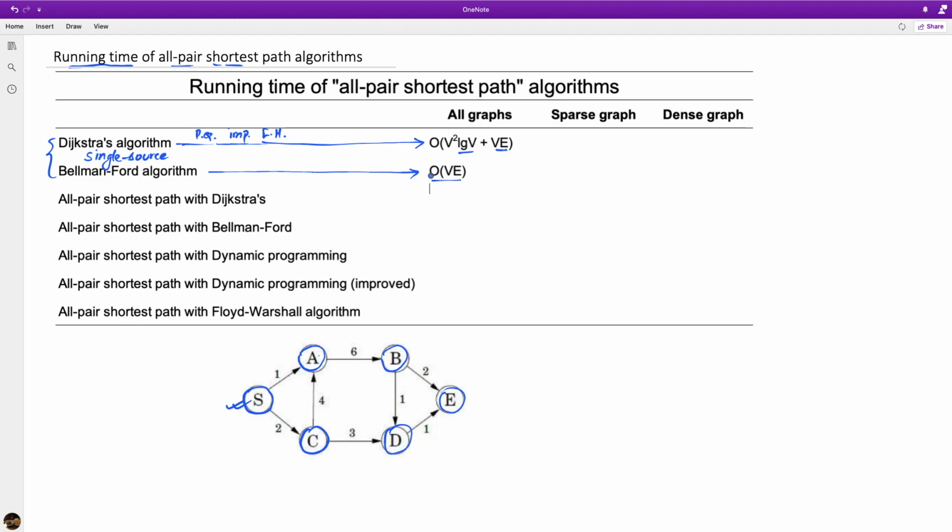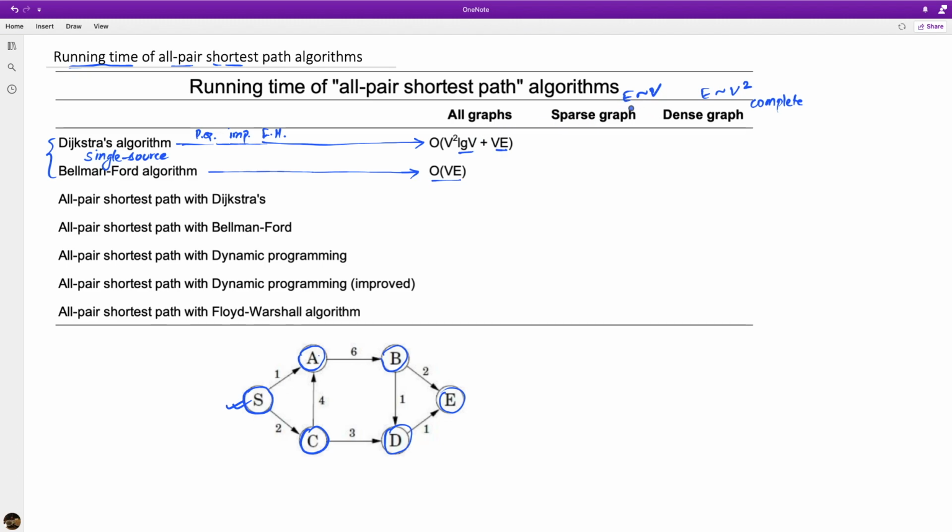Now, we could have a graph very sparse where the number of edges in the graph is very close to the number of vertices in the graph. And we could also have a graph which is dense, that is, the number of edges is very close to the square of the number of vertices. This is more like a complete graph. So let's see how these two algorithms' time complexity changes for a sparse graph and dense graph.